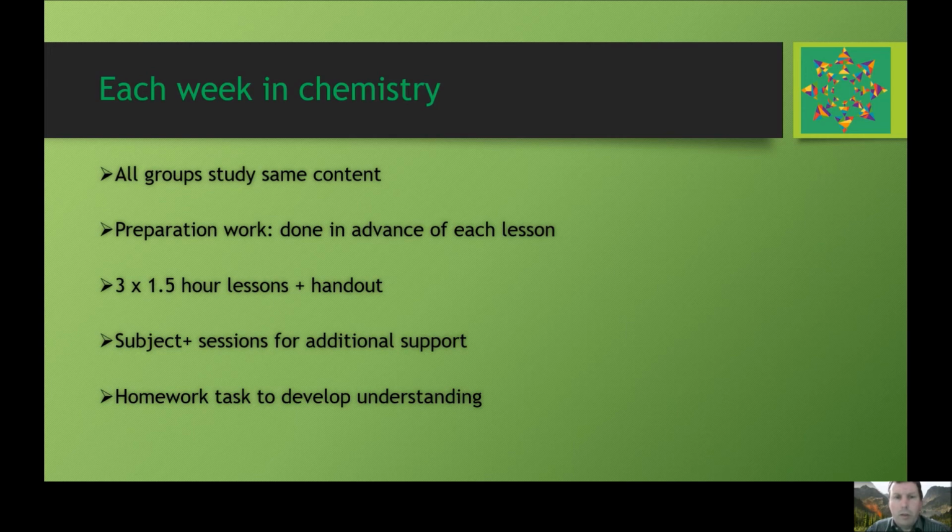We have a big emphasis on preparation work, so we want you to do something in advance of every single lesson. And you have 3 1.5-hour lessons a week, each of which is given a handout with some work on it for you to complete. There are subject plus sessions on Tuesdays and Wednesdays. So these are sessions where you can drop in and get some one-to-one help with anything you're struggling with, or if you wanted some extension work, you can come and get that through subject plus as well. And finally, each week we have a homework task, which we use to develop your understanding and consolidate chemistry we've done in the past weeks.